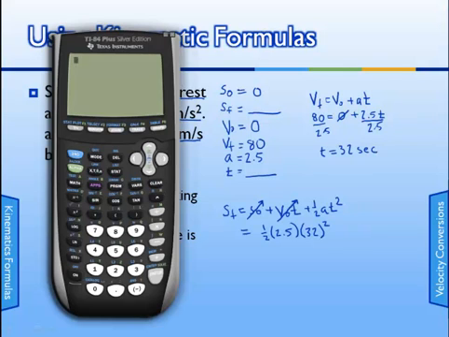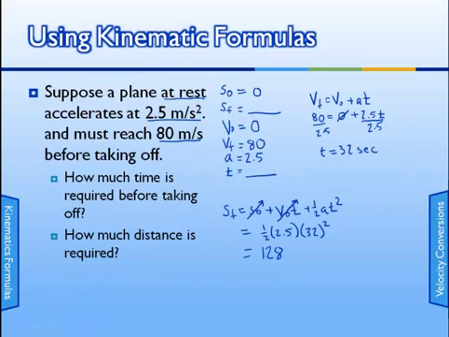And we can calculate that answer quickly. 1/2 times 2.5 times 32 squared. And that's 1,280. And the units of that answer, since it's a final position, must be in meters, because meters is the standard unit for position, and every other number that I plugged in here was also in standard units.